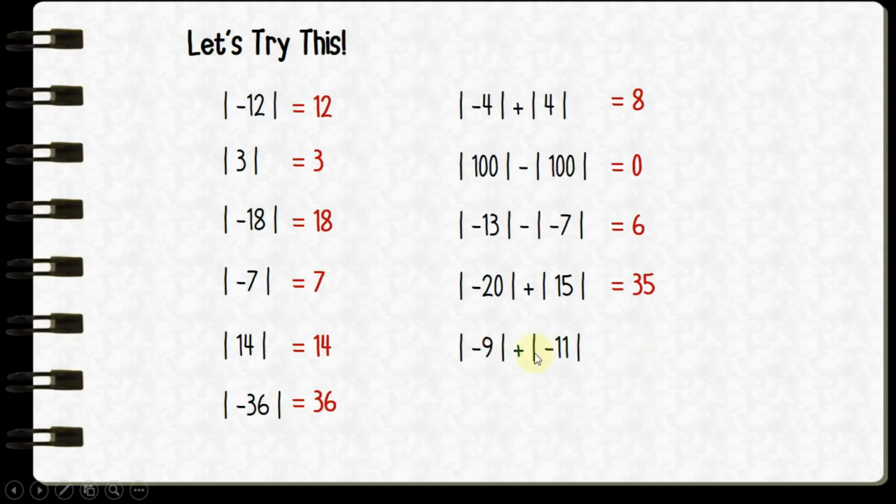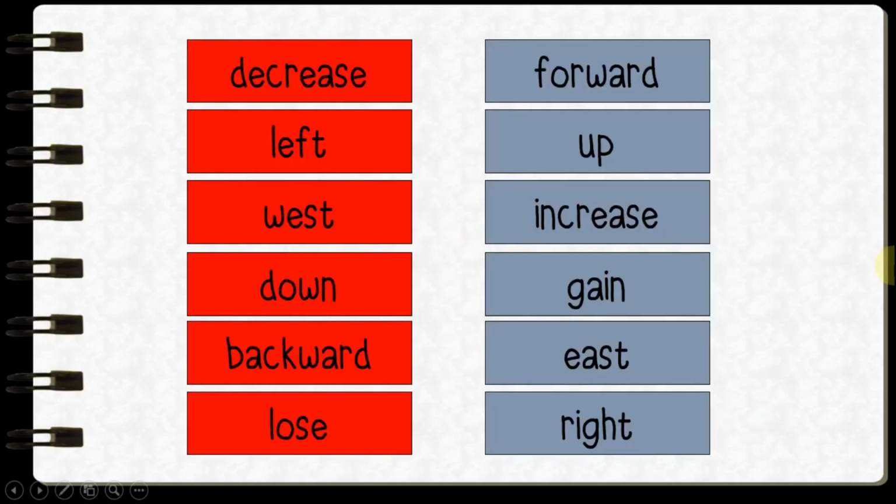How about the total of the absolute values of negative 9 and negative 11? Yes, it is 20. And finally, absolute value of 45 plus the absolute value of negative 20 is equal to 65. Good job! Okay, let's play a simple game.